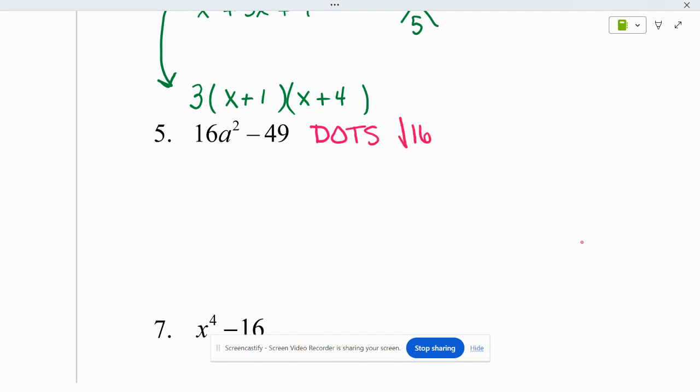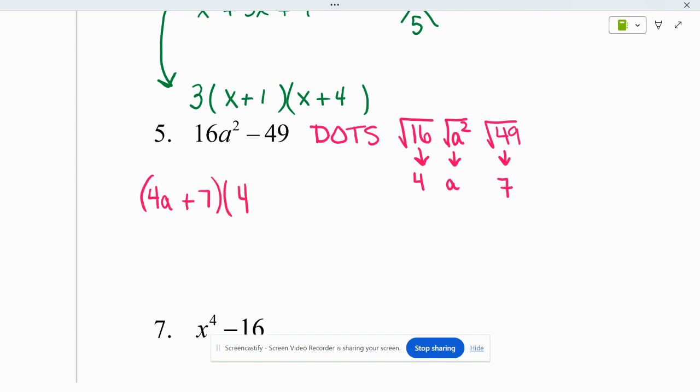16 is a perfect square. a squared is also a perfect square, and 49 is a perfect square. The square root of 16 is 4. The square root of a squared is a, and the square root of 49 is 7. So you write this as 4a plus 7 times 4a minus 7.